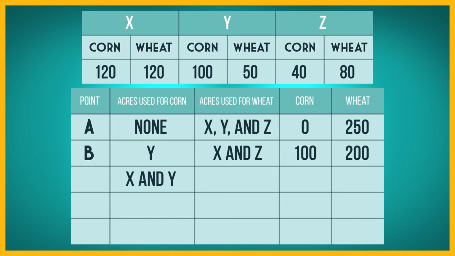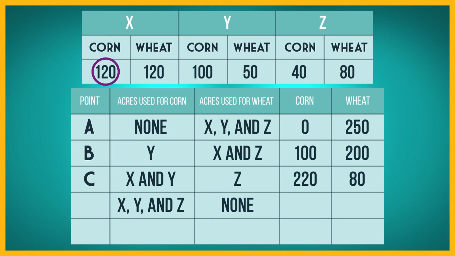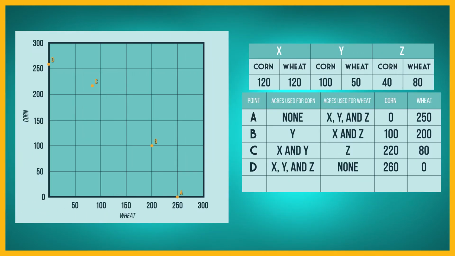If X and Y grow corn and Z grows wheat, we grow 120 plus 100 equals 220 bushels of corn and 80 bushels of wheat. This combination is point C. If all 3 acres grow corn and no acres grow wheat, we grow 120 plus 100 plus 40 equals 260 bushels of corn and 0 bushels of wheat. This combination is point D. When we plot these combinations and connect them with straight lines, we obtain the production possibility frontier in the graph.